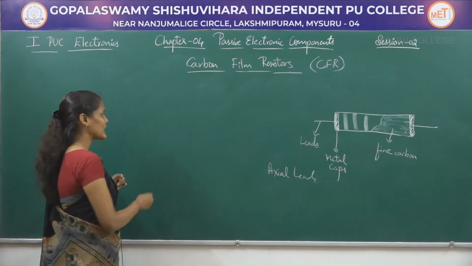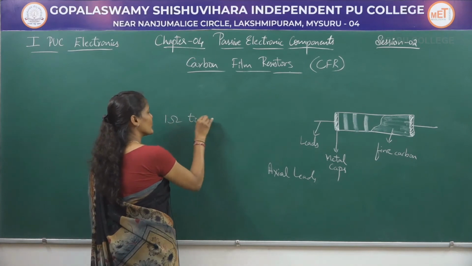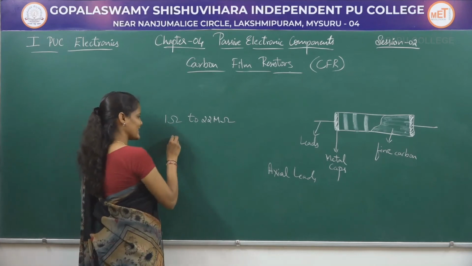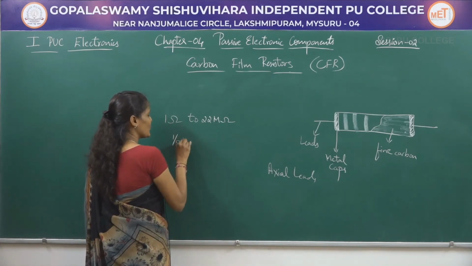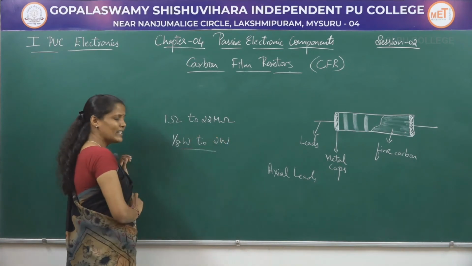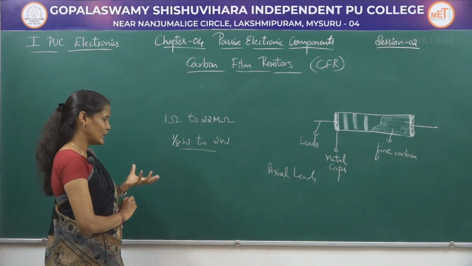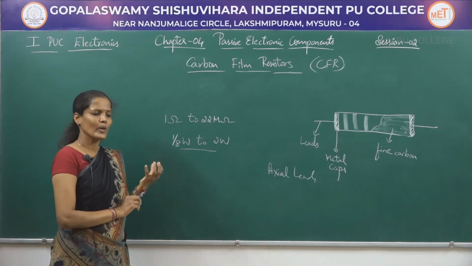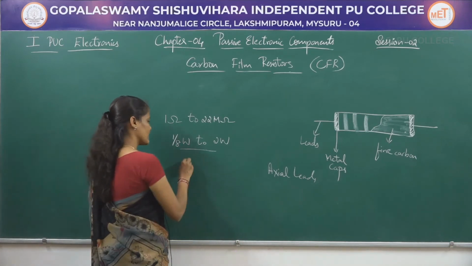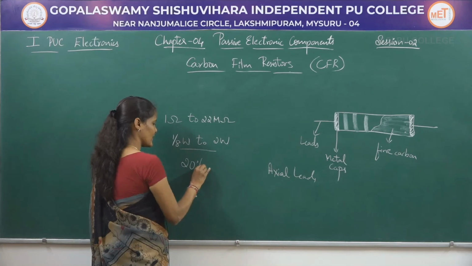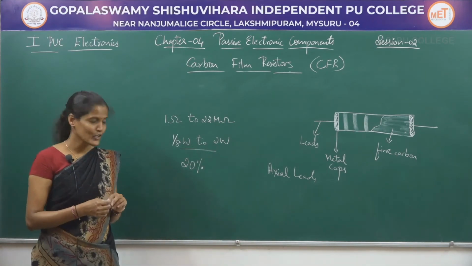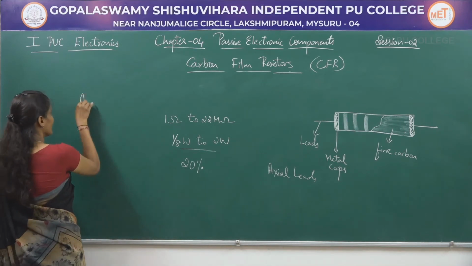And these resistors are available in a range of 1 ohm to 22 mega ohms. The power rating of these resistors is 1/8 watt to 2 watt. Since the power rating of these resistors is very low, they have a very low current carrying capability, and they also have a tolerance value up to 20%. So these are some of the features of this carbon film resistor. Coming to the applications of these carbon film resistors.